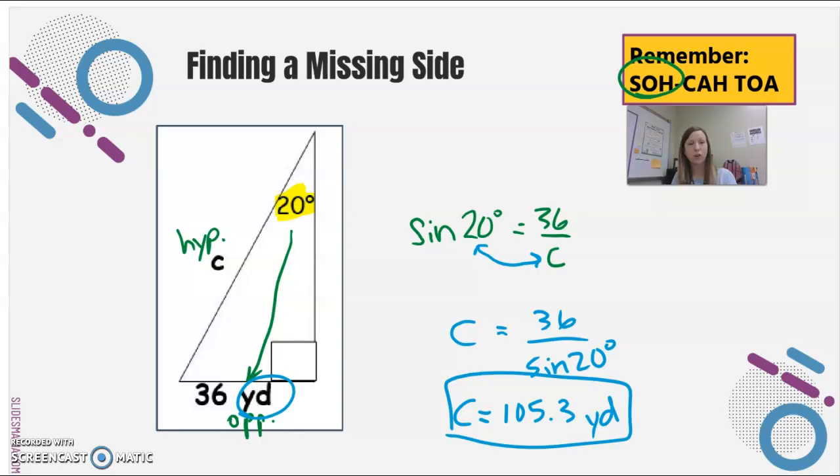So sometimes, just like the first problem, you're going to be multiplying, but unlike that one, in this one, we are actually dividing. And you can use that scientific calculator in Desmos to help you. But a lot of you do have your cell phones. If you turn your calculator sideways, you should be able to get sine, cosine, and tangent as well.